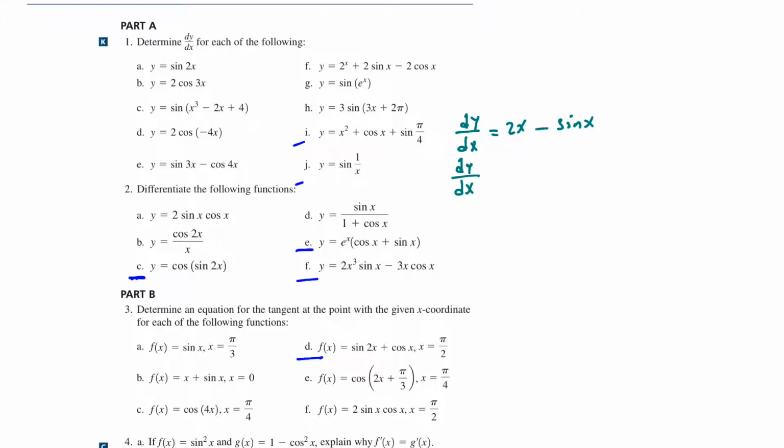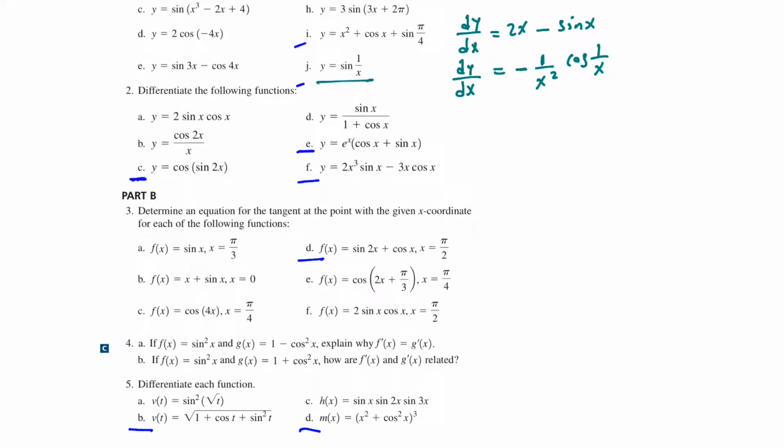derivative of y equals sine of 1 over x. Derivative of sine of u, when u is a function of x, is u prime cosine of u. Therefore, the derivative of 1 over x, which is negative 1 over x^2, times cosine of 1 over x is the derivative of y equals sine of 1 over x.